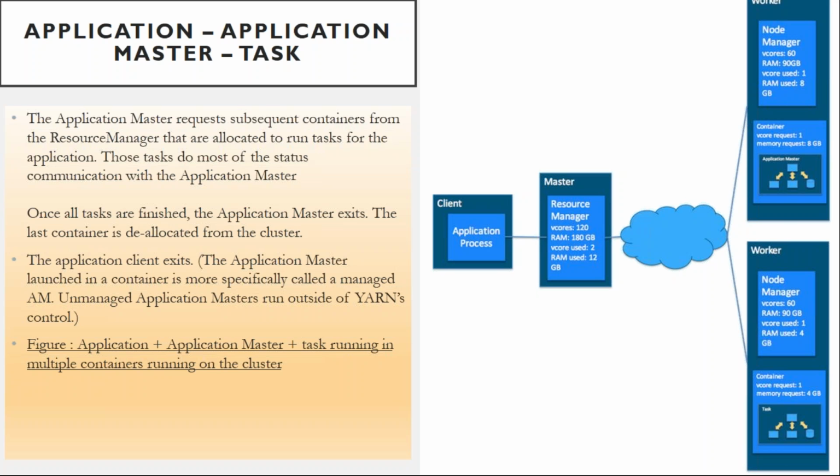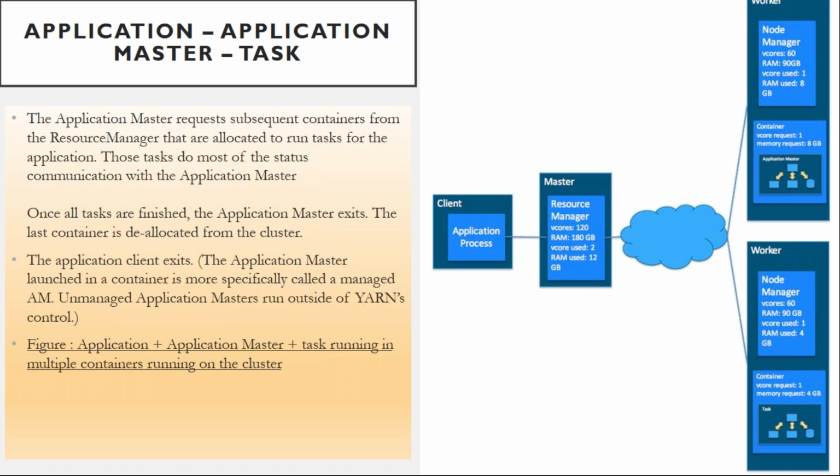Those tasks do most of the status communication with the application master. The resource manager, application master, and task scheduling are like parent and child. They are for each other. They coordinate well, they work well, and they complete the task very well. You have to make the connectivity and behavior very clear.